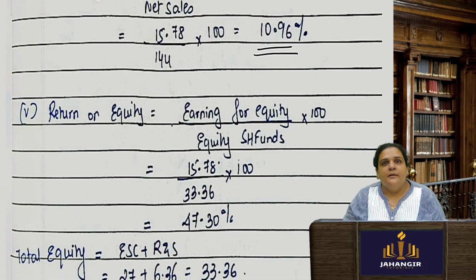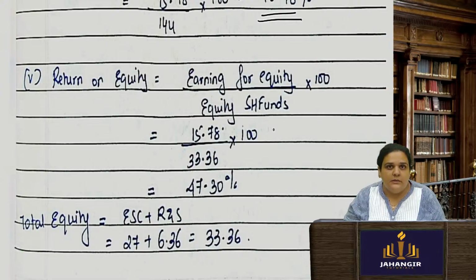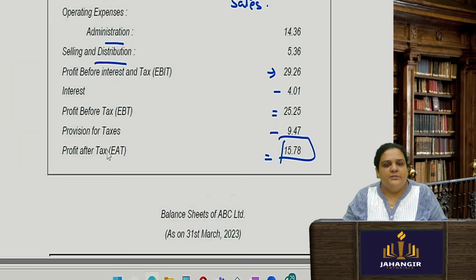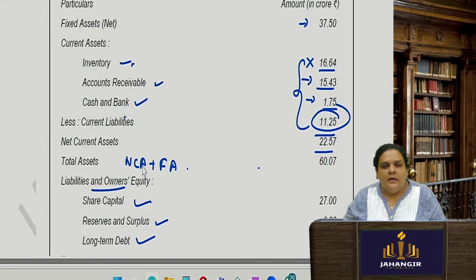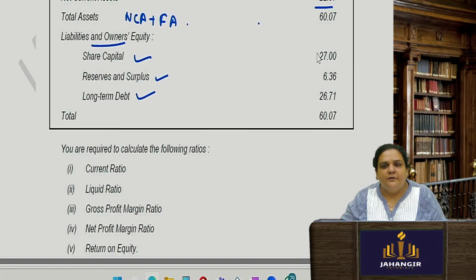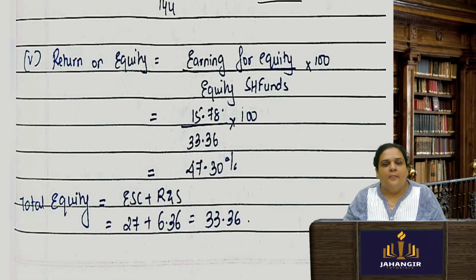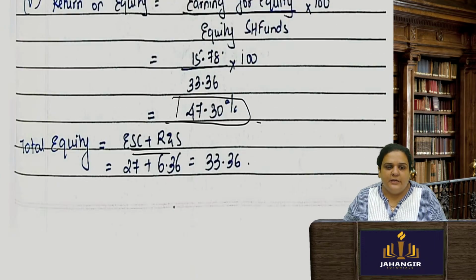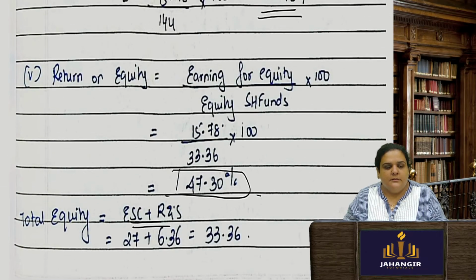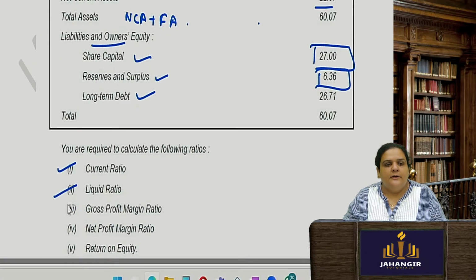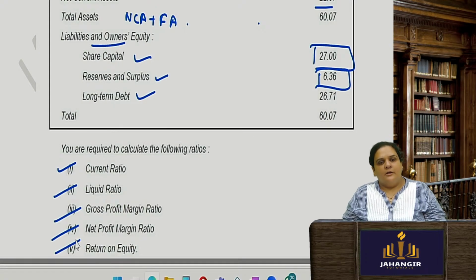Return on equity will be profit available for equity shareholders upon total equity shareholders' funds. What is the profit available for equity shareholders? This only, net profit after tax. How much equity shareholders' funds do we have? Equity share capital plus reserves and surplus. 27 plus 6.36, 33.36. So 47.30%. Total equity is what? Equity share capital plus reserves and surplus. Done. Return on equity. Current, liquid, gross profit, net profit, return on equity.